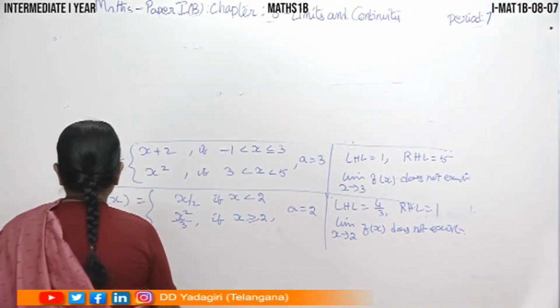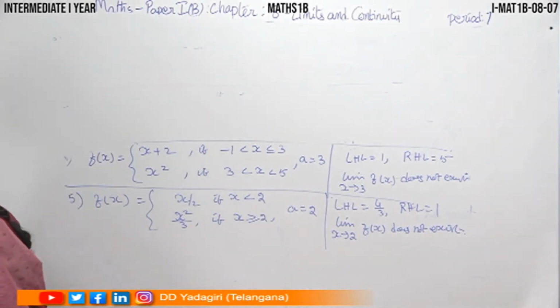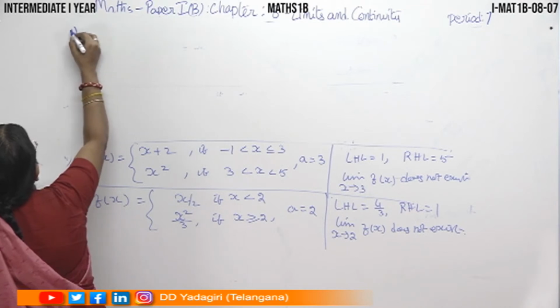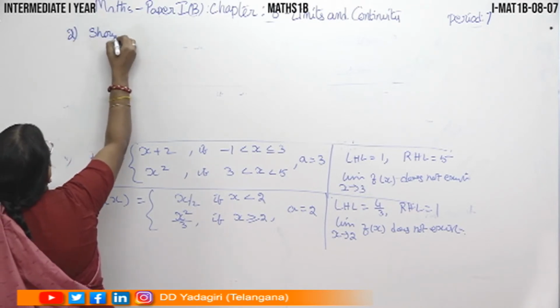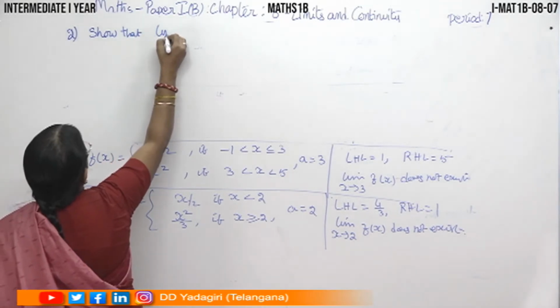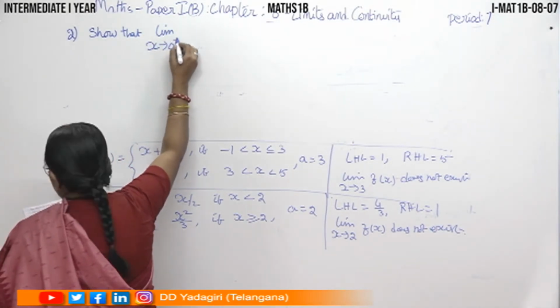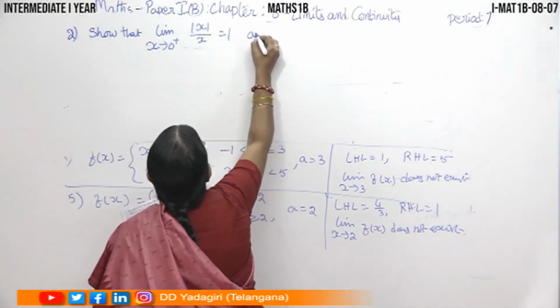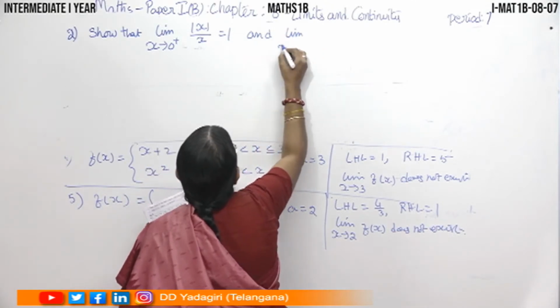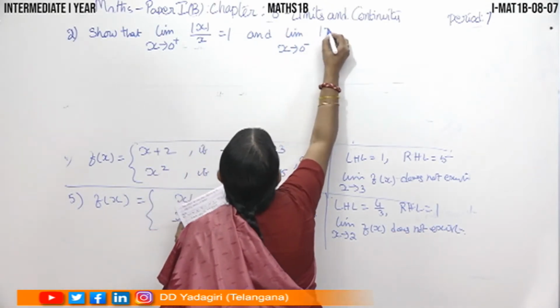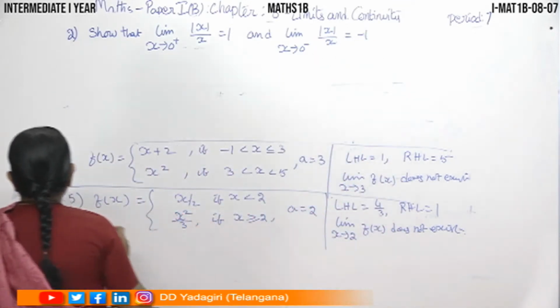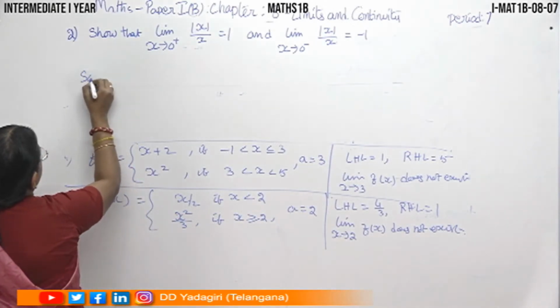So most important problem. Show that, this problem is very, very important. Show that limit x tending to 0 plus of mod x by x is equal to 1, and limit x tending to 0 minus of mod x by x is equal to minus 1. Okay, so now in the solution we'll do like this.